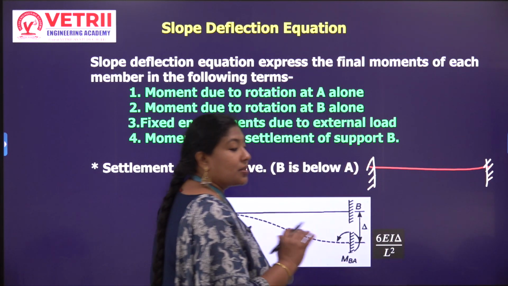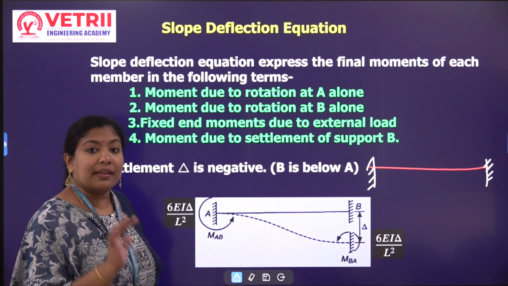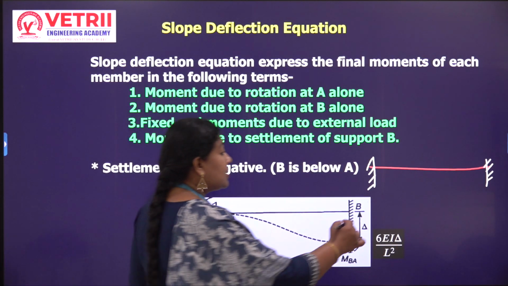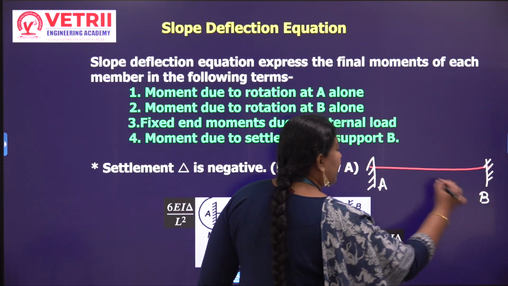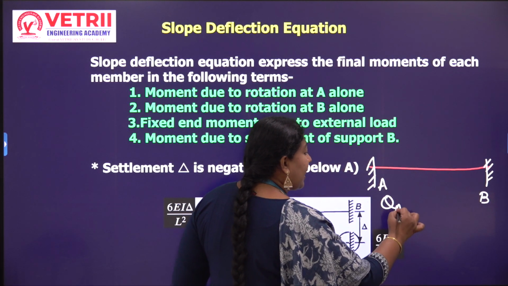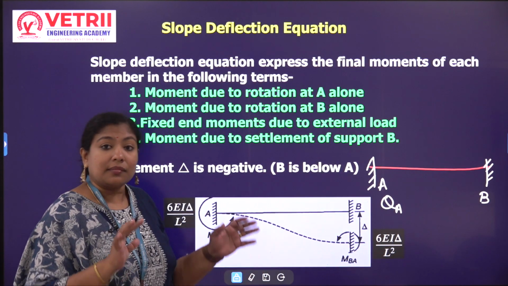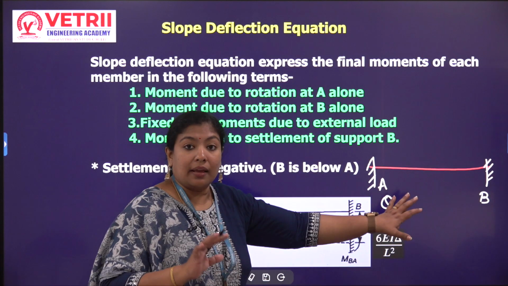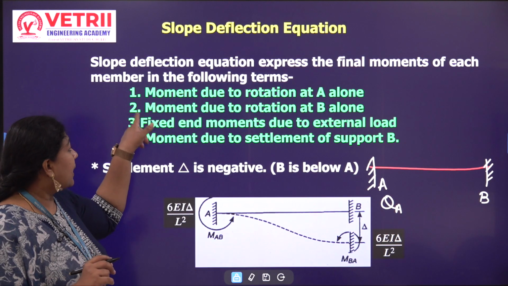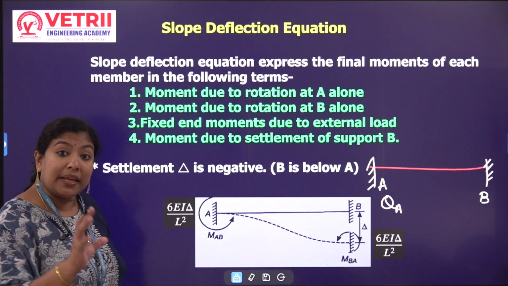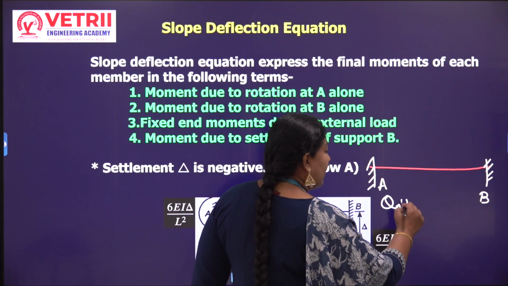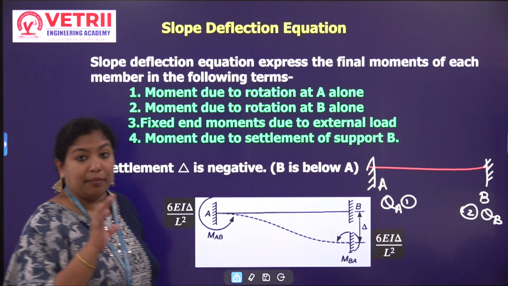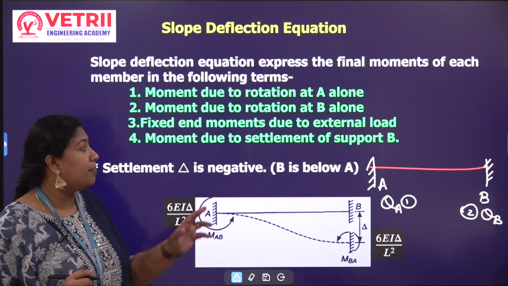Suppose you are taking an example. In that case, the first case is I am taking rotation at A alone. So this is A and this is B. I am taking only theta A happening. What is the moment coming at B and A? I have to note it. That's the first step. Second one, moment due to rotation at B alone. In the second case I am taking only theta B. Only rotation is happening at the B end.